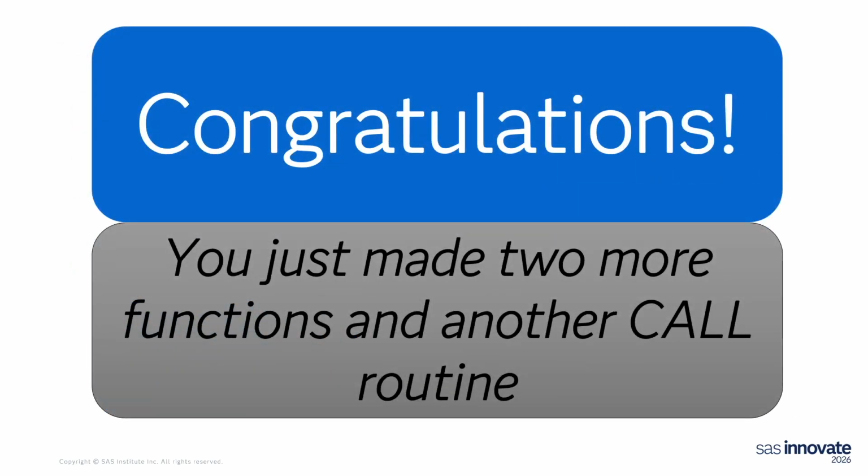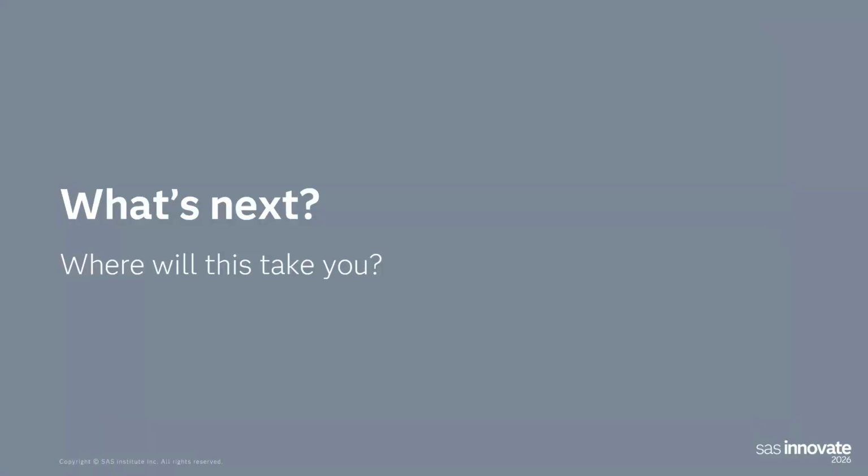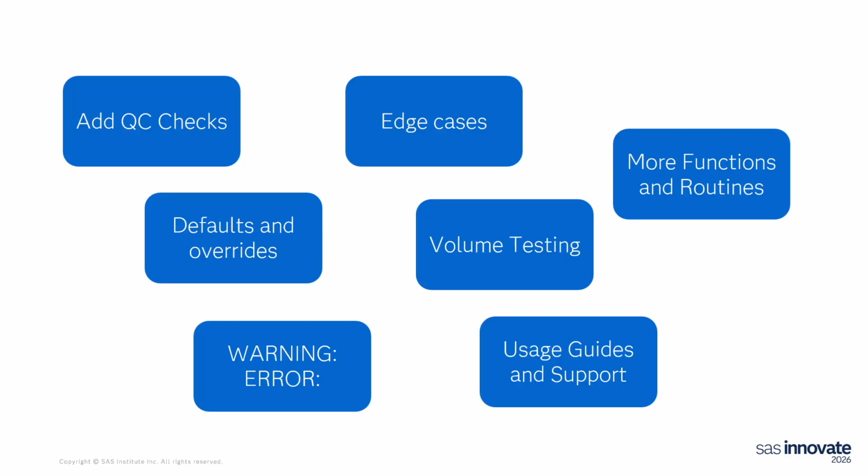So you've now built another call routine and two more functions. Where does this take us next? Next, you can start adding some quality control checks. You can put some error messages and warning messages in the log, and have them only appear whenever it encounters a missing value. You might want to put a note in the log that you encountered a missing value, kind of like a SAS function does. I've got some in my downloaded programs. I'll show you how to do that.